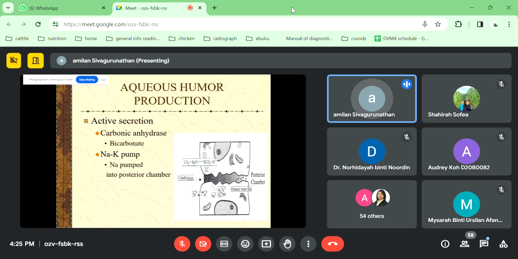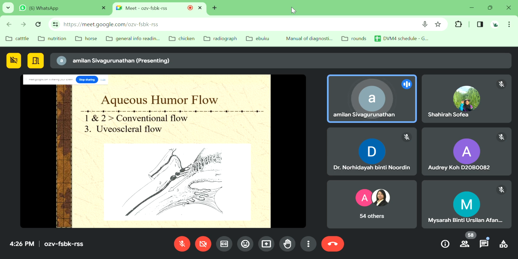Then through active secretion, we can also produce aqueous through active pathways. So earlier on we talked about passive. Now we have active pathways. We call the first one the bicarbonate pathway, through the conversion of bicarbonate, where electrolytes move out. And the second is through the sodium potassium pump ATPase. And this drives the production of aqueous humor.